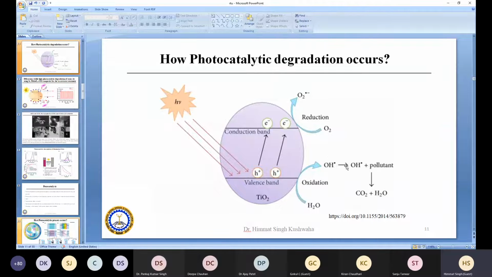This reduction and oxidation then generate hydroxyl radicals or superoxide ions, and these generated radicals then react with the absorbed pollutant and convert it into CO2 and H2O. It means the complete mineralization of the pollutant. So this is the process by which the pollutant degrades in the photocatalytic process.